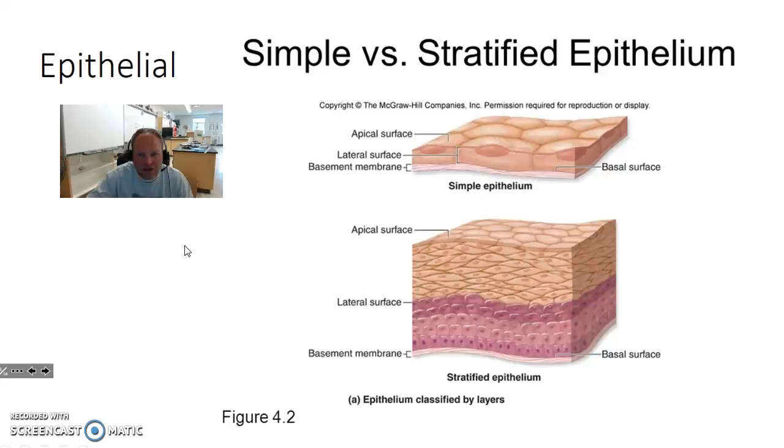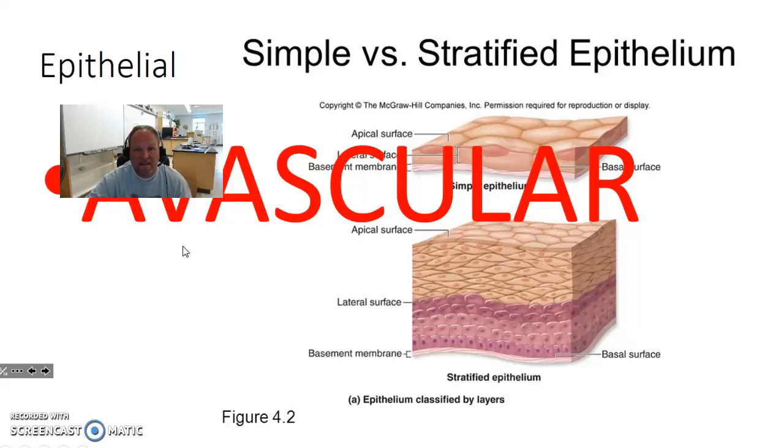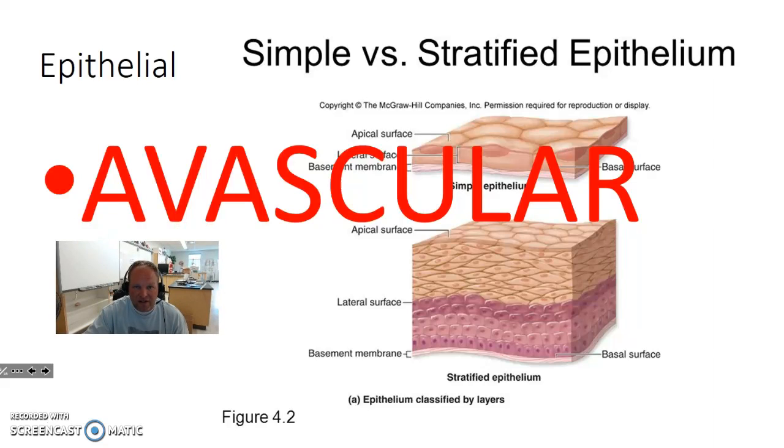So the next word you need to know about epithelial, besides simple and stratified, is this word right here, and that is avascular. Avascular means no blood vessels. If you look at your webcam really quick, if I take my hand and scrape down my forearm like that, I can see a line. You probably can't, but I'm not bleeding. That means I scraped a line into my stratified epithelium.